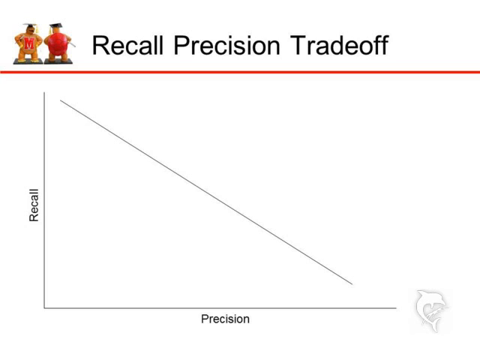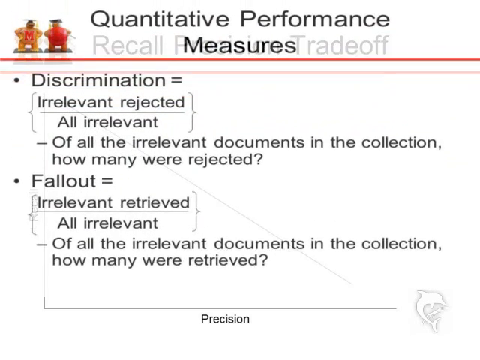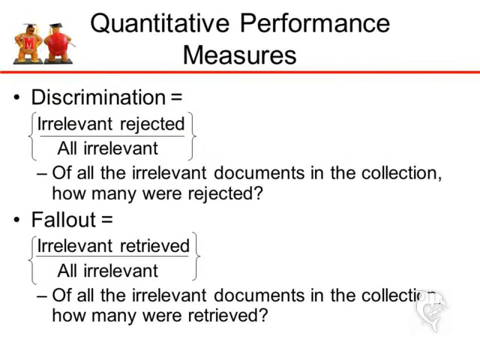In the next slide, we're going to look at two more metrics, discrimination and fallout. The next two metrics are discrimination and fallout. These two are the mathematical complements of each other, which means if you add these two ratios together for the same test, they'll sum to 1. Discrimination is the ratio of all documents that were both irrelevant to the query and rejected by the search engine to the number of all irrelevant documents. Discrimination tells us of all the irrelevant documents, how many were rejected.